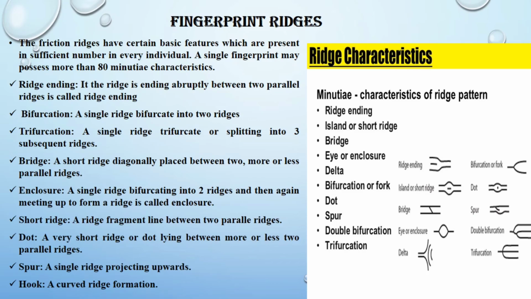Then comes spur. Here you can see a single ridge projecting upwards making a spur-like structure. Then comes hook. Hook is also a curved ridge formation that gives a hook-like structure. There are more than 80 characteristics, but here I have discussed the main ones so that you will understand them, and the pictures also depict the characteristics, so that it is very easy to differentiate the ridge patterns.